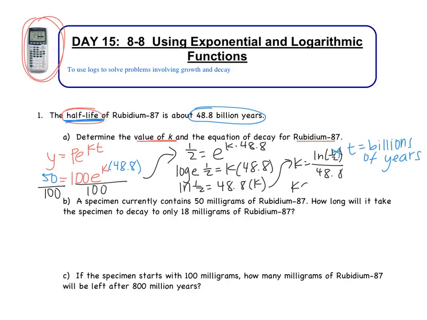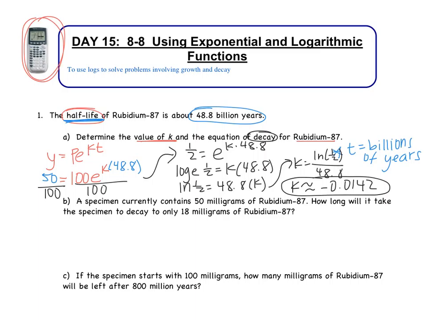If you do that in your calculator, you get k to be about negative 0.0142. Okay, so first thing you need to ask yourself is, does this make sense? Well, yes, it should. This is decay, which means that your k value has to be less than 0. It has to be negative. So this should make sense.